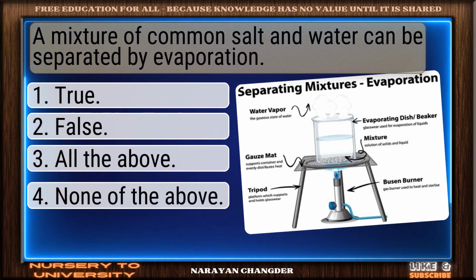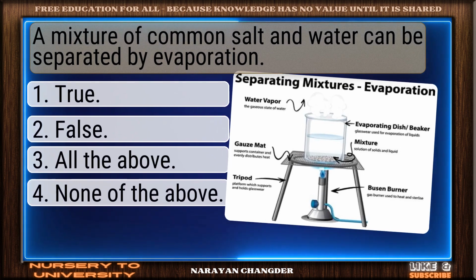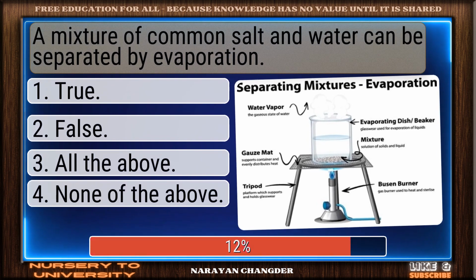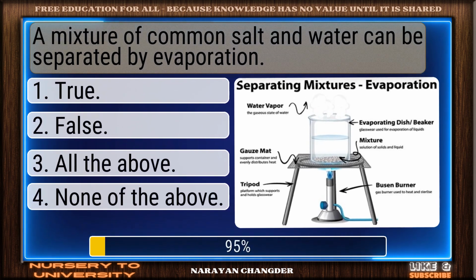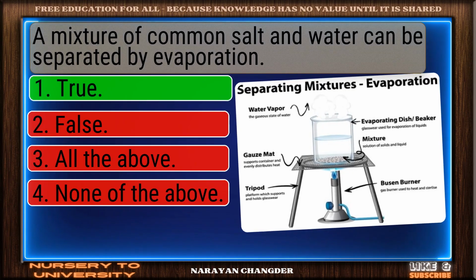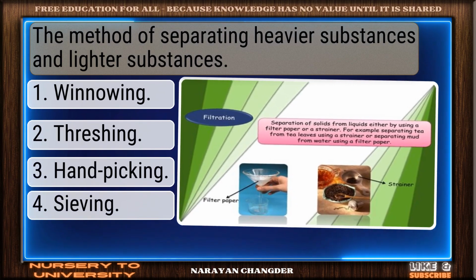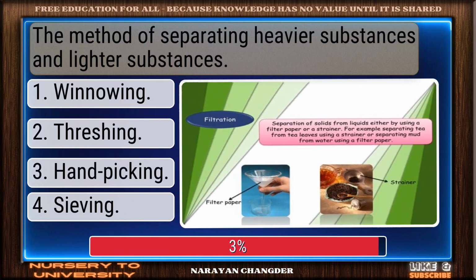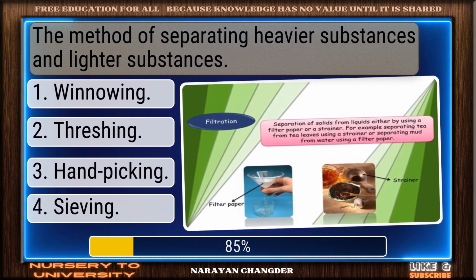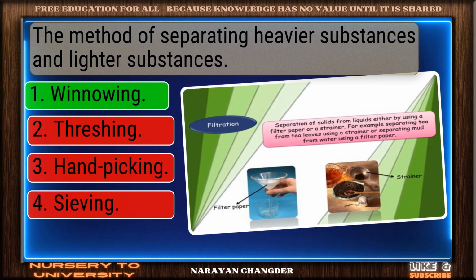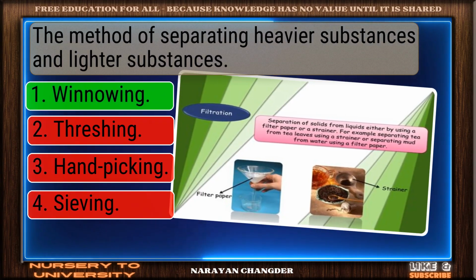A mixture of common salt and water can be separated by evaporation. Great job. True is the accurate answer. The method of separating heavier substances and lighter substances. Correct. Winnowing is the right answer.